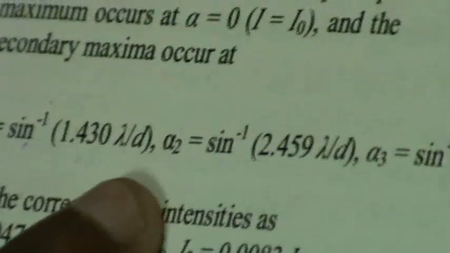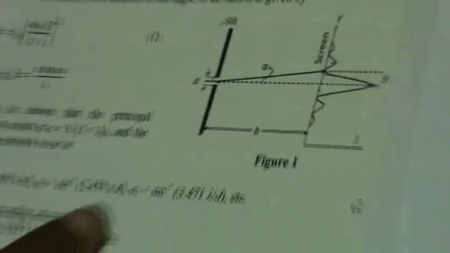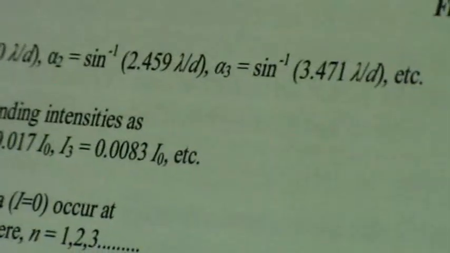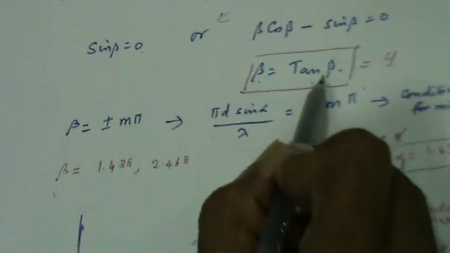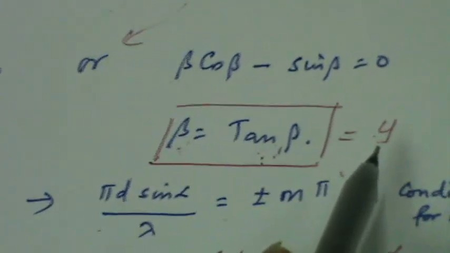In a similar fashion, we get an expression for alpha 2, which corresponds to the second secondary maximum, that is related to lambda and d as given here. Alpha 2 equal to sine inverse of 2.459 lambda by d. These numbers are obtained from the expression beta equal to tan beta, where we obtain the value of beta through a graph.